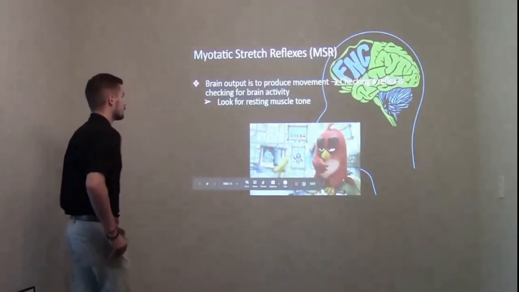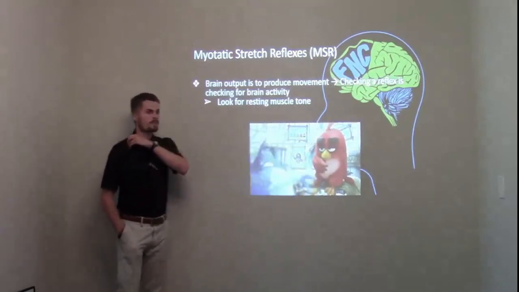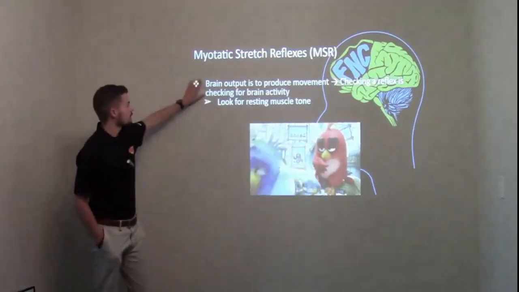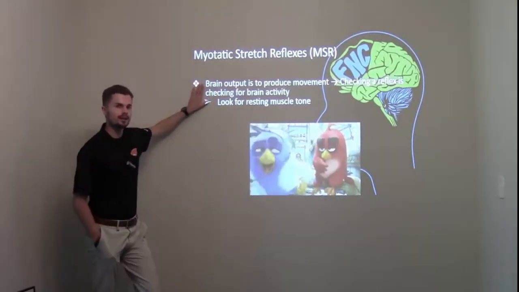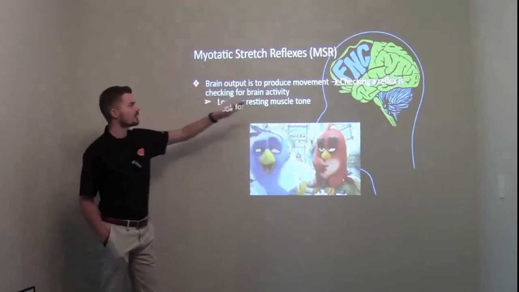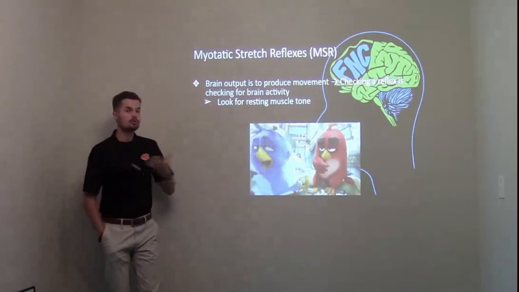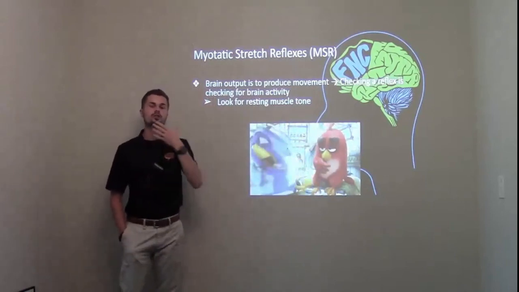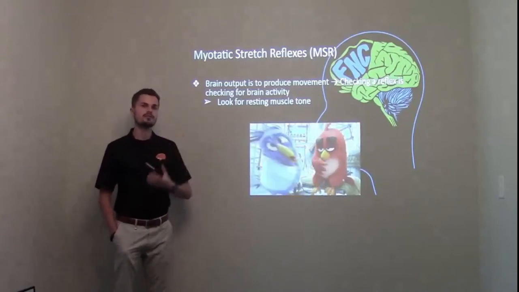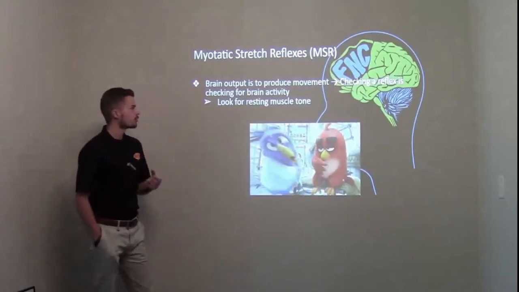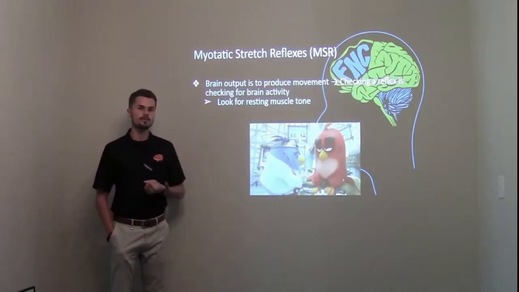So then, let's talk about myotatic stretch reflexes. A really important concept here is that the brain's output is to produce movement. I think I've said that at least 10 times already. And checking for a reflex is therefore checking for brain activity, because a reflex is a movement. Okay, it's something that your spinal cord and your brain is responsible for modulating and creating reflexogenically. Okay, so you want to look for resting muscle tone, and we talked about that already in the PMRF lecture.